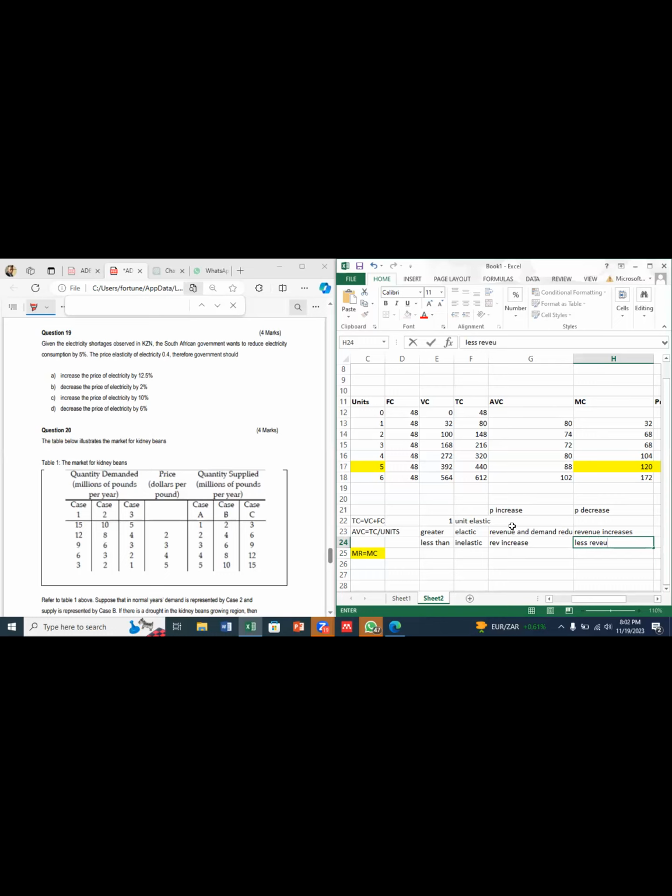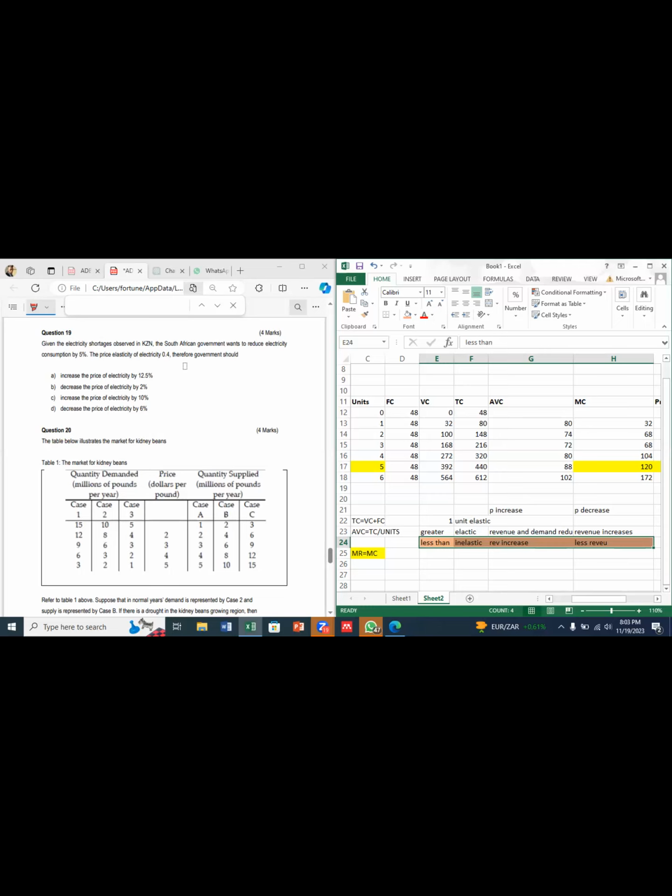All right, so if it is 0.4, that means it is what? It is inelastic, it is in this region. So our decision guide is within that particular region. Therefore, the government should... What should government do? Fortune? Yes.